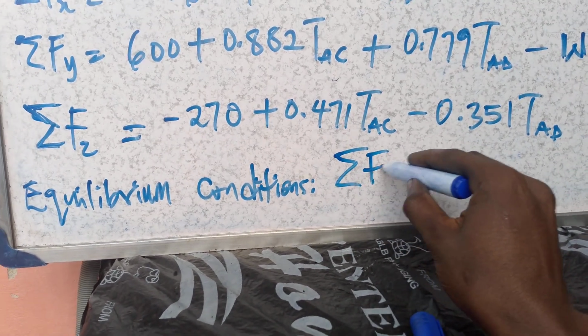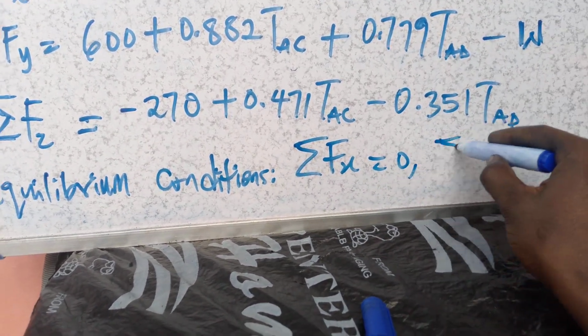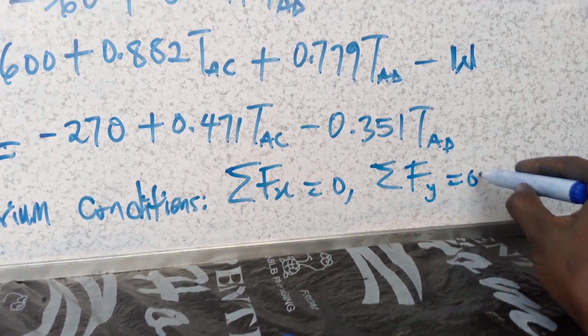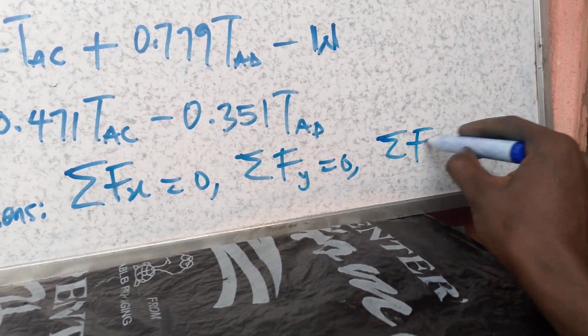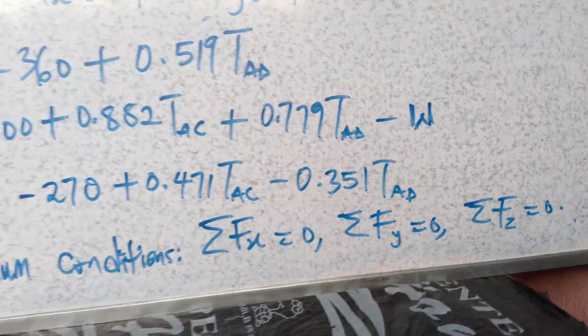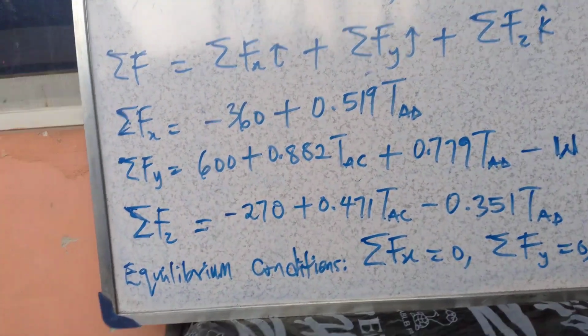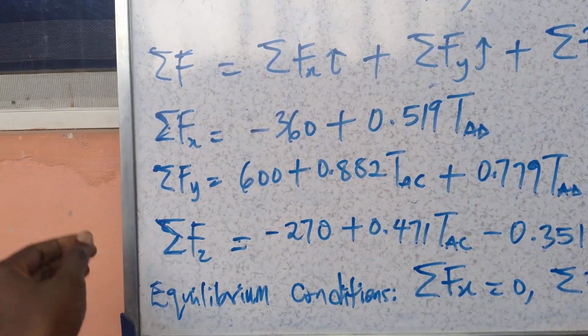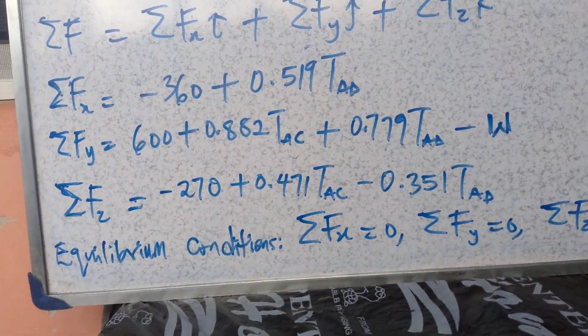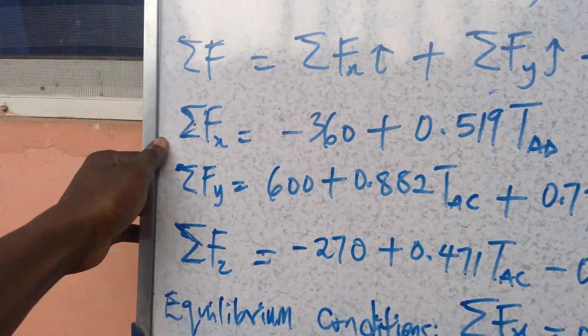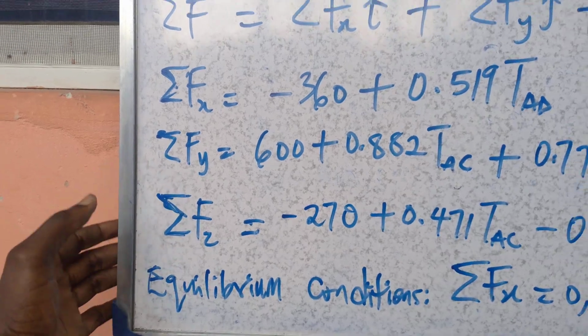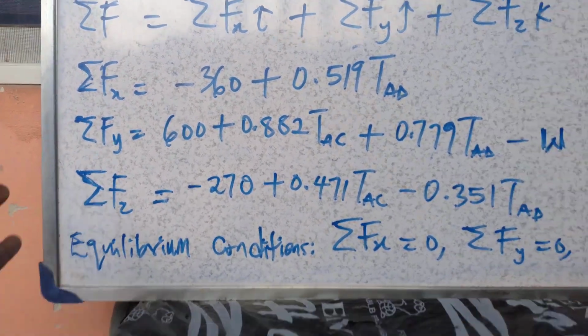States that sigma Fx equals 0, sigma Fy equals 0, and sigma Fz equals 0. So I'll equate this to 0, equate this to 0, equate this to 0. For the body to be in static equilibrium, the summation of forces on the x-axis will be 0, the summation of forces on the y-axis will be 0, and the summation of forces on the z-axis will be 0 as well.